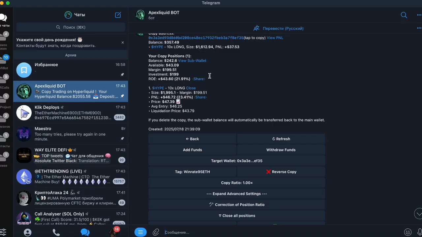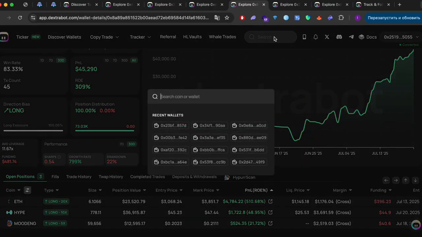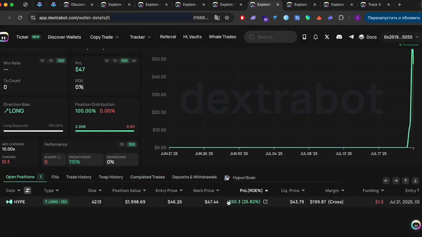And another important point, to be able to track your wallets that are set up for copy trading, especially when you have a lot of them, it might be easier to do this visually in a browser, specifically through the DEX robot. For this, we'll first need to get the address of your sub-wallet. To do this, we click here, copy the address, go to the DEX robot, search for the wallet, and accordingly we can also track our positions here.